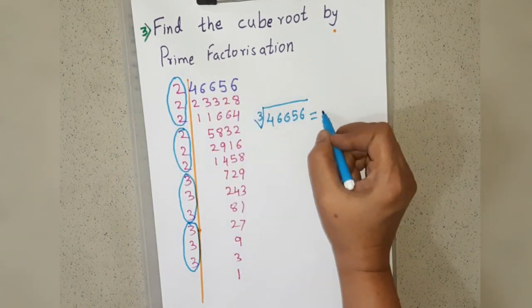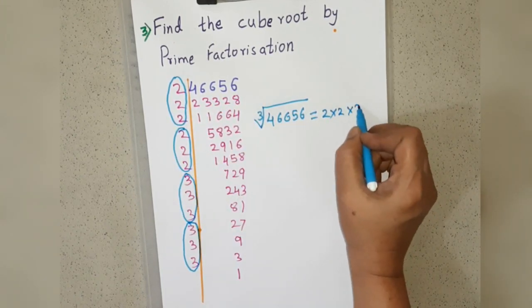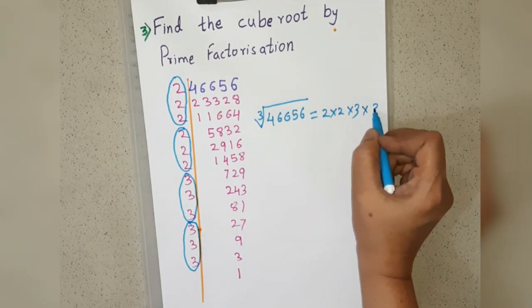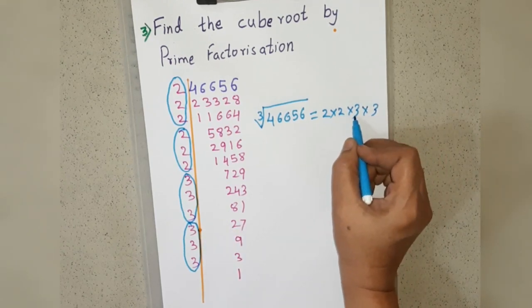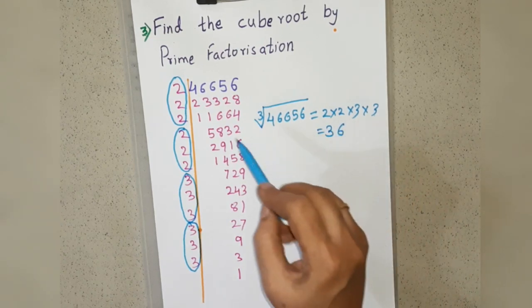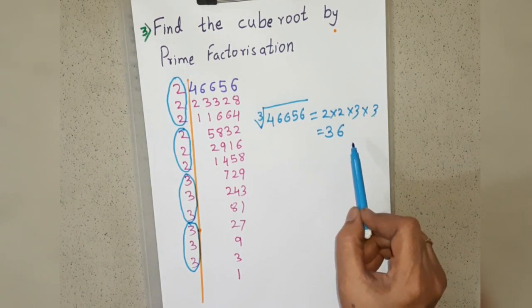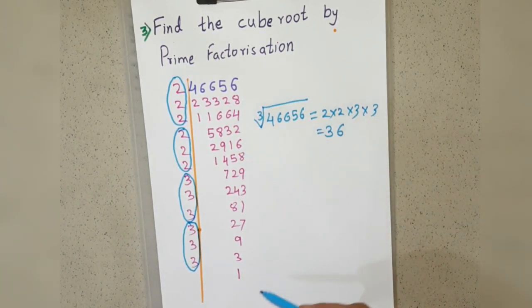So from here we take 1 2, from here we take 1 2, from here we take 1 3, and from here we take 1 3. So 2 2s are 4, 4 3s are 12, 12 3s are 36. So this is how we get the cube root of 46,656 as 36. Understood, children? Did you understand the prime factorization?